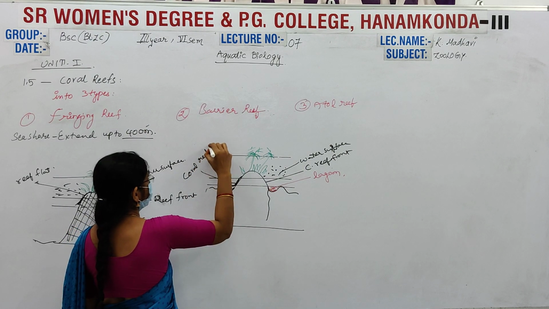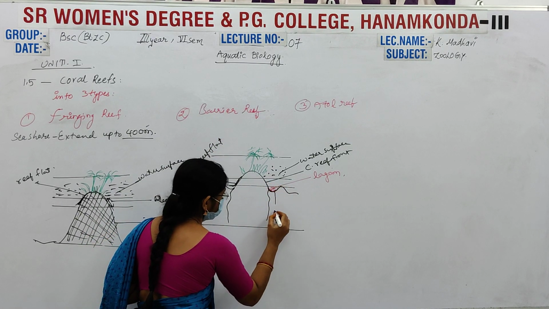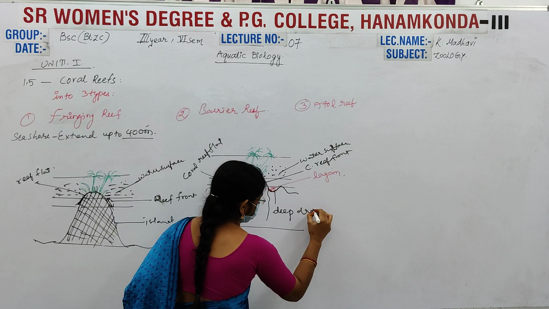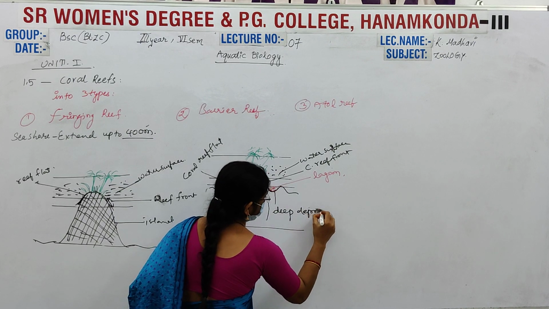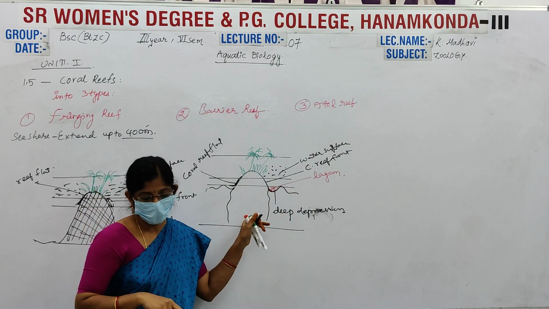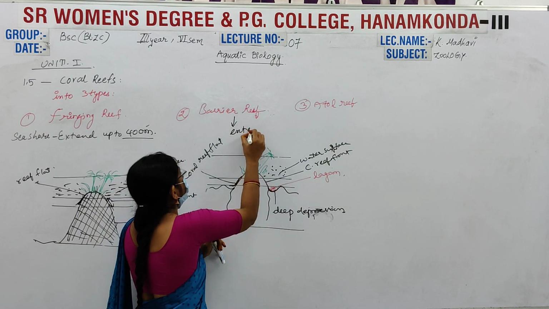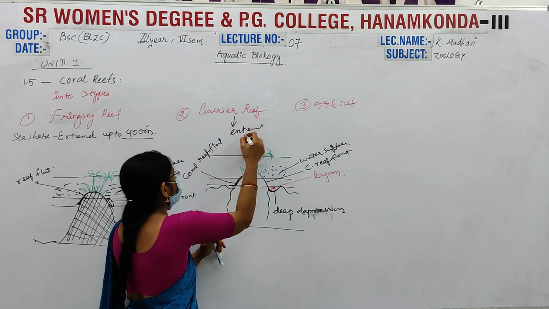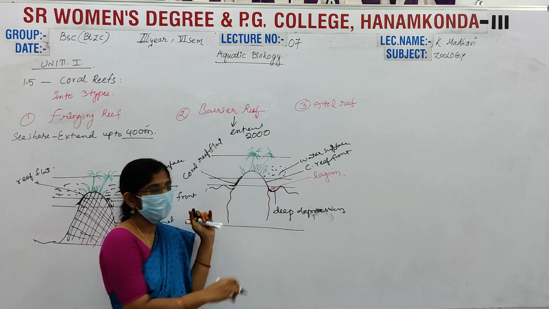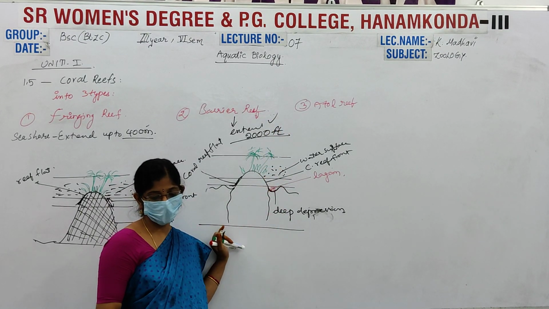And the reef is formed where slow conversions and deep depressions are present, and these have a width and some depth. How are these extended? These barrier reefs extend from 400 meters up to 2000 feet. Up to 2000 feet, these coral reefs, especially the barrier reef, extend.